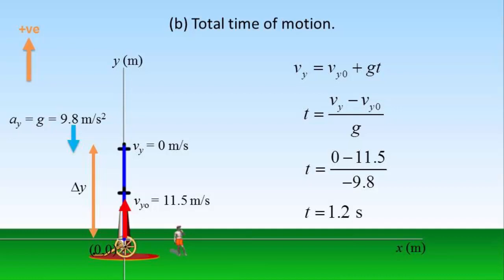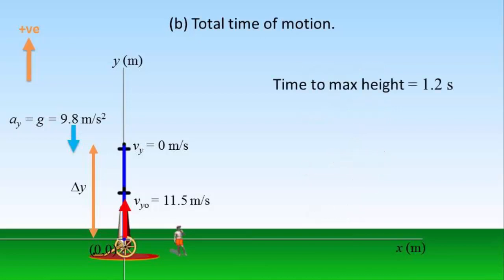Notice that the time has a positive answer. It'll be a worry if time was negative. So the time taken for the projectile to reach its maximum height is 1.2 seconds, which means that the total time of the motion is 2.4 seconds, as it takes a further 1.2 seconds to fall back down again.